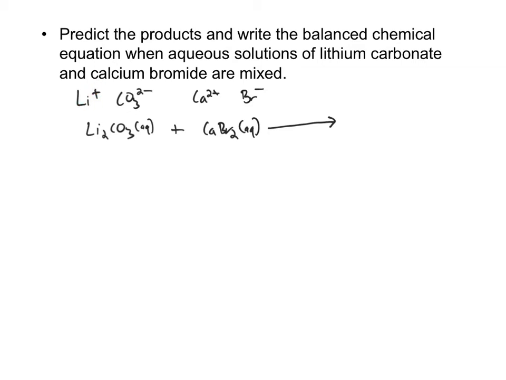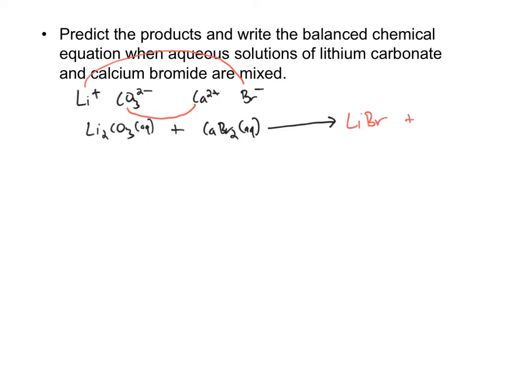To predict the products, we're going to swap the cations and anions of each compound. I like to say I'm swapping the innies and the outies. The lithium and the bromine are on the outside, they get combined, and the calcium and the carbonate are on the inside, they get combined. The compound formed between lithium and bromide ions, well, lithium is +1, bromine is -1, so that would be LiBr.